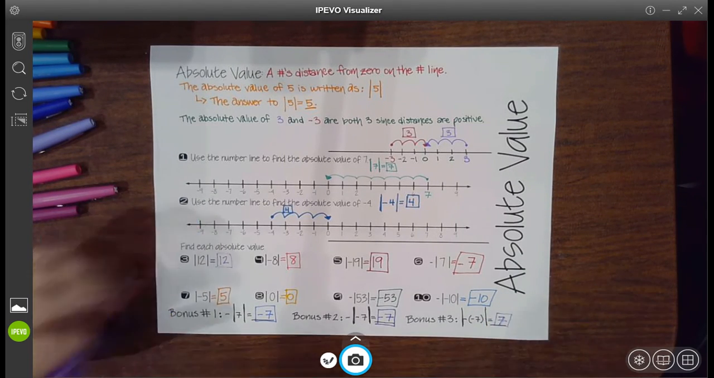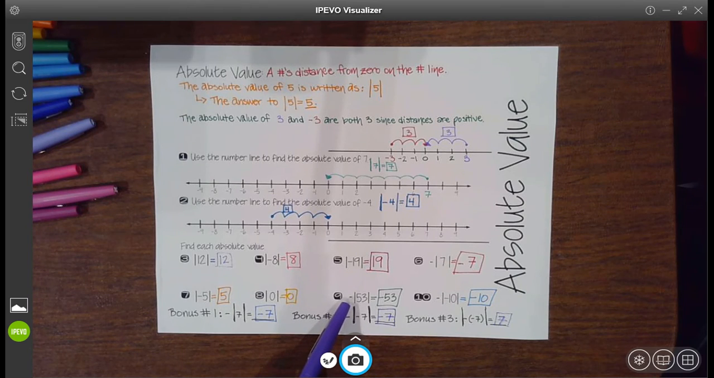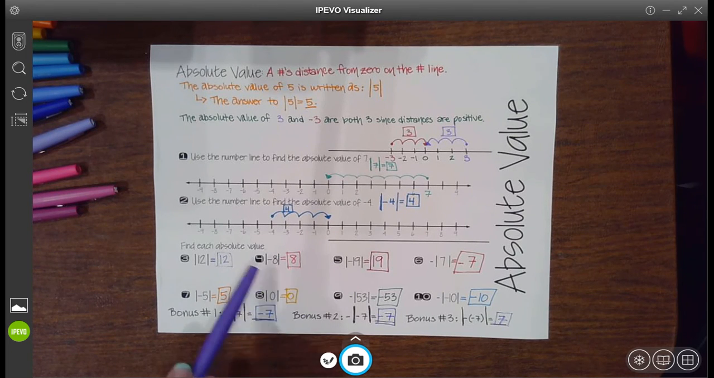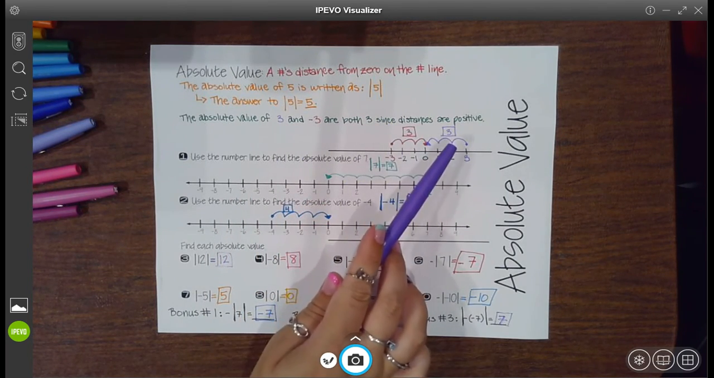Okay, so again, notice that the only time that these answers ended as a negative is if there was a negative sign out in front of the absolute value bars. Otherwise, if there's no negative out in front of the absolute value signs, then your answer ends as positive, because absolute value is talking about the distance a number is from 0, and distances are always positive.